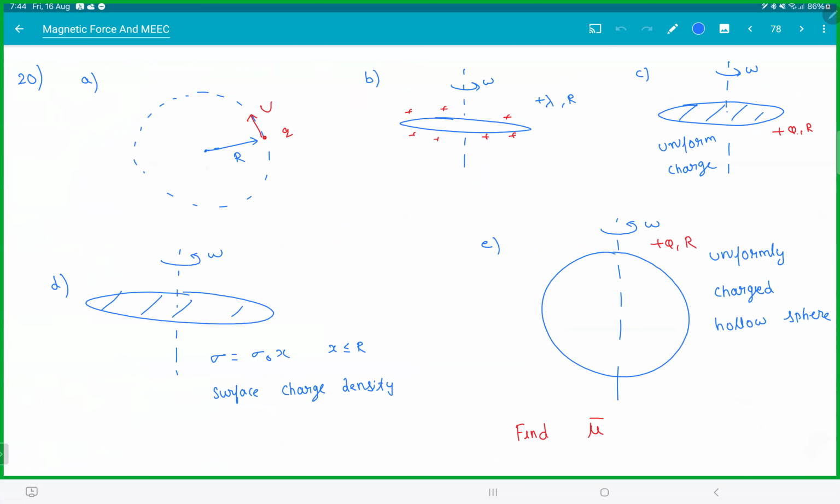In the exam, they would do that only. They will say sigma is equal to sigma naught cos theta. So you have a variable charge density on the surface. And then if you don't know how to integrate, you won't get a clue what to do with it. In Mains they won't ask you, but in Advanced they will.